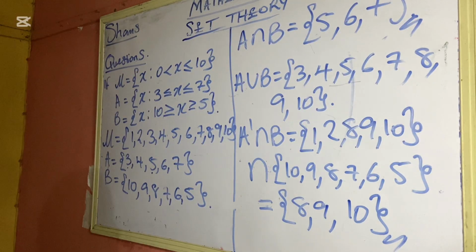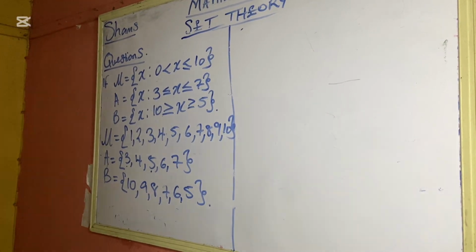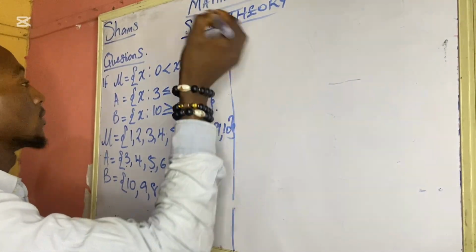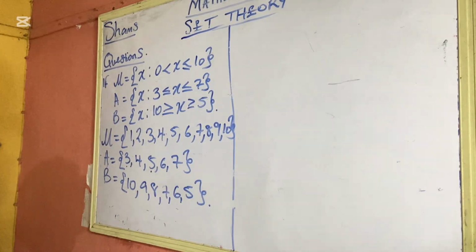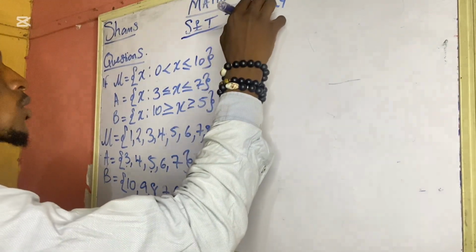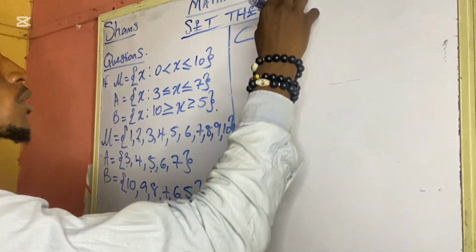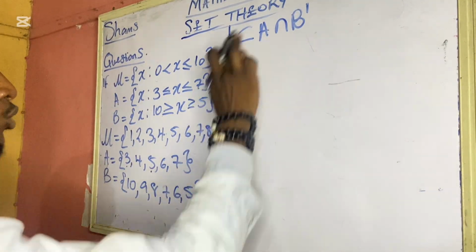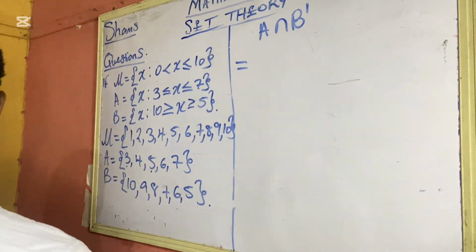So let's check more questions. Now, if this same question is asking us to find another value, let's say our next question, this is question number 2, still the same question that I've explained earlier. Now, let's say it asks us to find A intercept complement of B. Never mind, I made a mistake here. A intercepts complement of B.